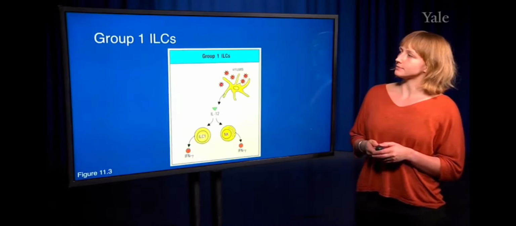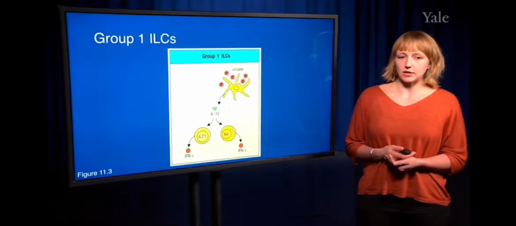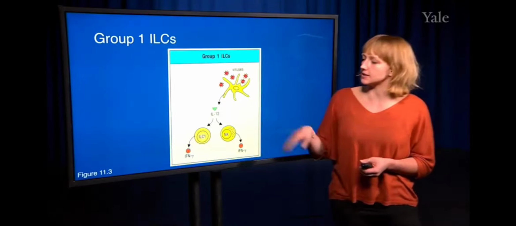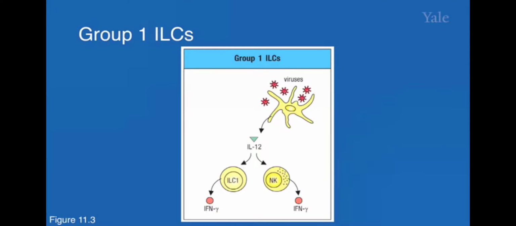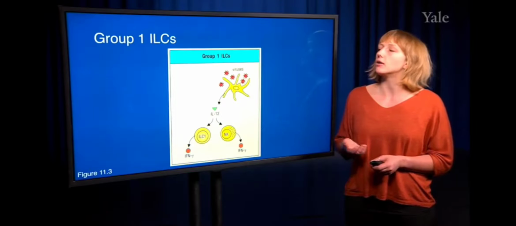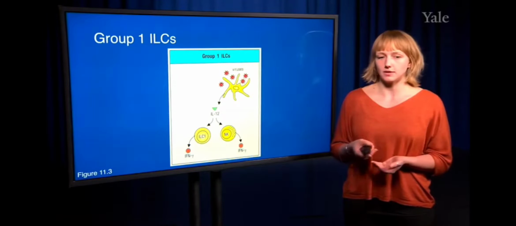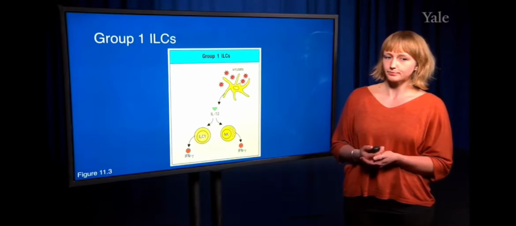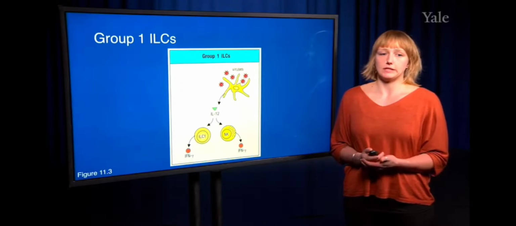Now, group 1 ILCs are very weak cytotoxic cells. Upon recognition of viruses, the production of IL-12 by viral sensing cells will activate ILC1s. These ILC1s will either kill targets, it's not really known exactly how, but the main thing that they do is produce large amounts of interferon gamma in order to induce activated macrophages. So that is a very general sense of the innate immune responses against viruses.